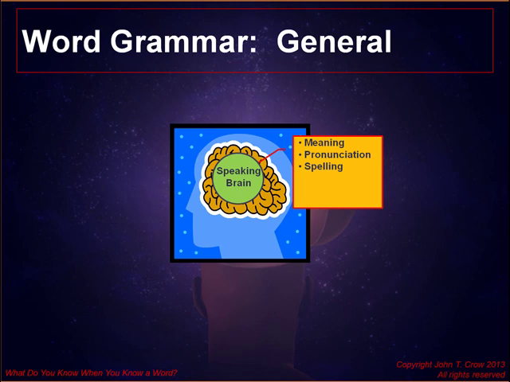However, those are not the 3 areas that I'm examining in this video and in my forthcoming book. I'm examining hidden areas of information. In previous videos, we have seen word changes and word pairings. In this video, we're going to explore a third hidden dimension of word knowledge that you have tucked away in your speaking brain, what I call word grammar.